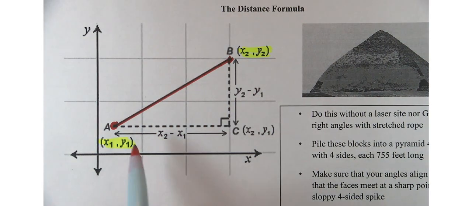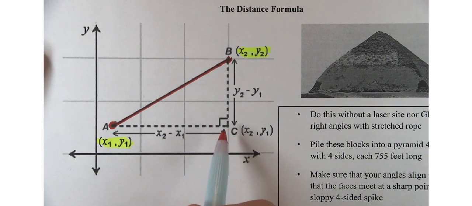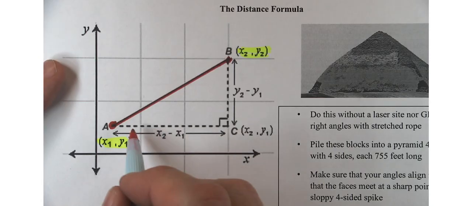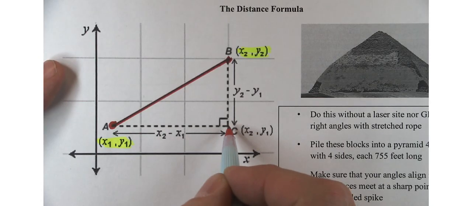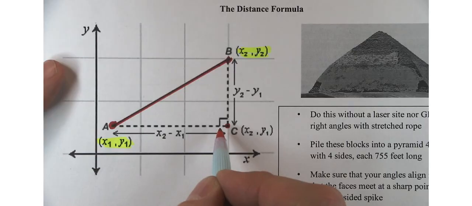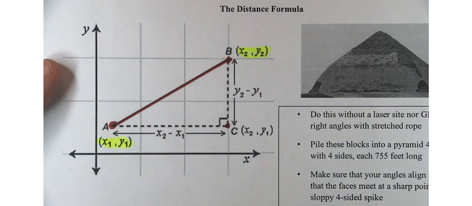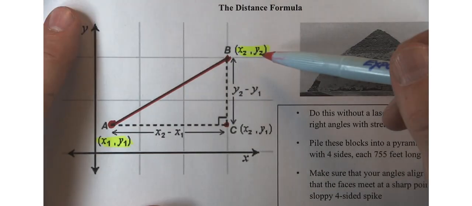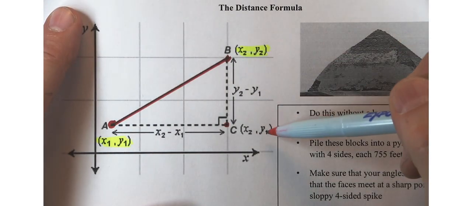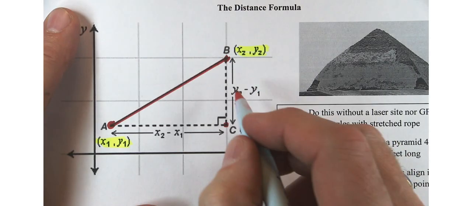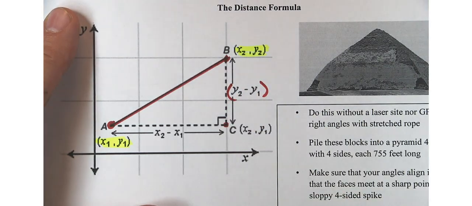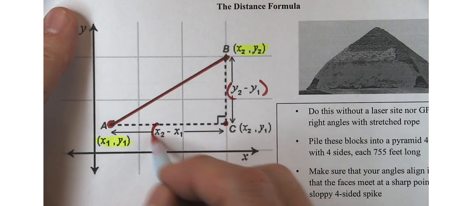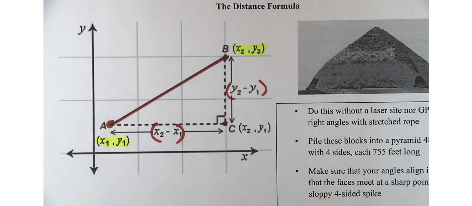Well, I can think of it in a couple pieces. I think of it as this distance right here to a point C, that's horizontal, and the distance to a point B, that's vertical. To find that vertical distance, I'm just going to subtract the top coordinate minus the bottom coordinate. Horizontally, I'll take this one minus this one. So that's going to give me the length of that side. Great.